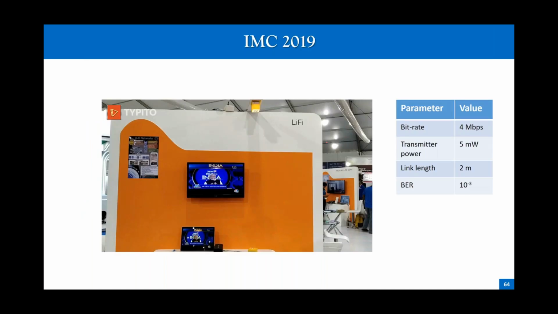So this system was presented in 2019 at IMC, the Indian Mobile Congress. I think it happened in Gurgaon. So it was in 2019, two years from now. We are showing the video transmission using Li-Fi transmitters and receivers. This module, what you see here, is the Li-Fi transmitter. It was completely developed from scratch at IIT Delhi, and this is a Li-Fi receiver. And we will show the video transmission over this.